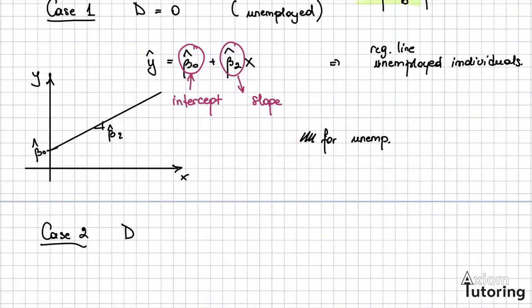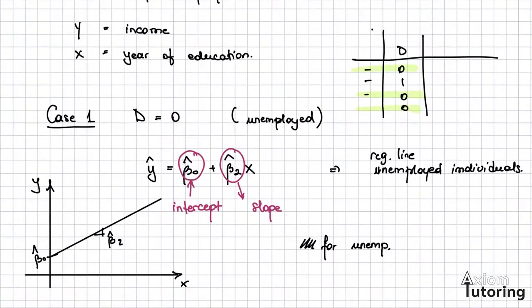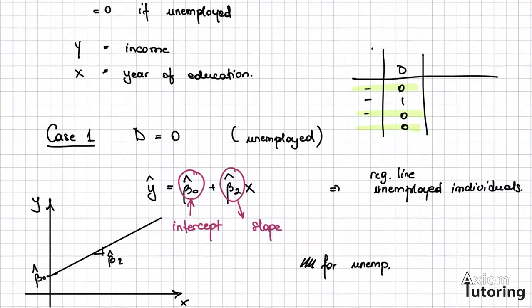For case 2, we're going to assume now d is equal to 1. So what are we doing here technically? Now we are looking at the entries of employed people. So remember that Excel spreadsheet where initially we got all the lines where we had d equal to 0; now we're concentrating on the ones where we have this entry with dummy 1.